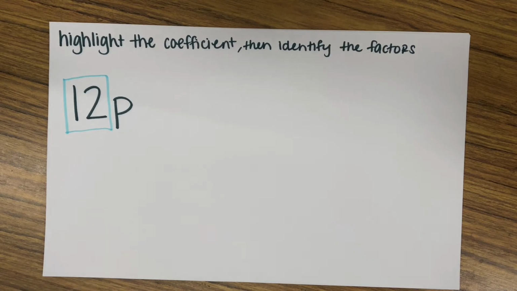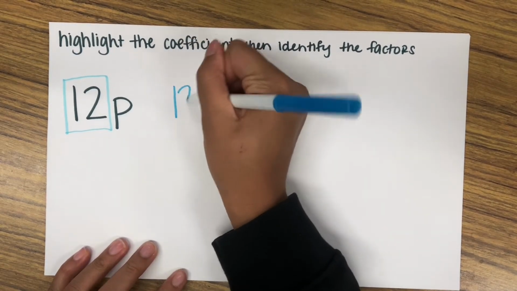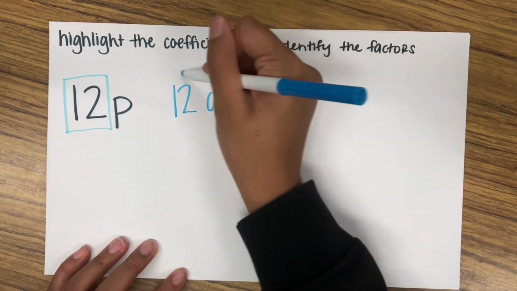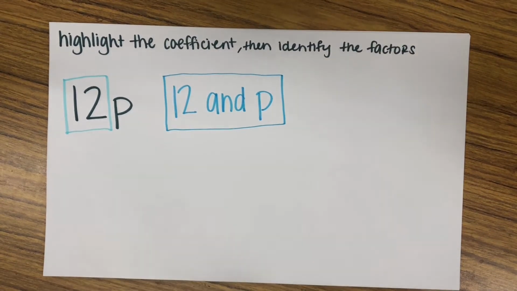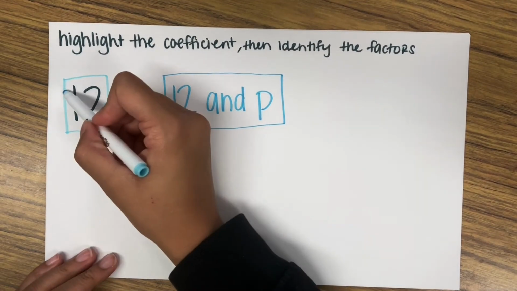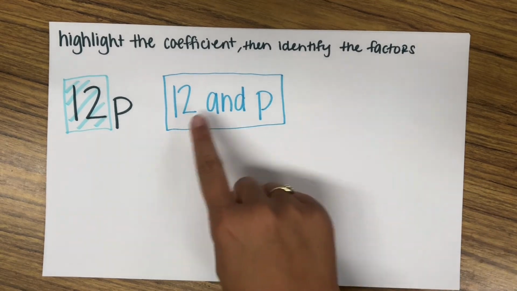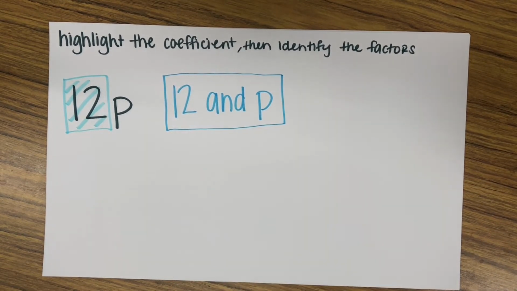And whenever we're talking about factors, those are the 2 things we multiply to make the product. Therefore, in this specific problem, the factors of 12p are 12 and p. So 12 is the highlighted coefficient. 12 and p is what I would have typed in that purple box, as those are the factors.